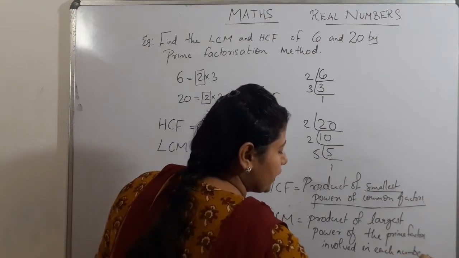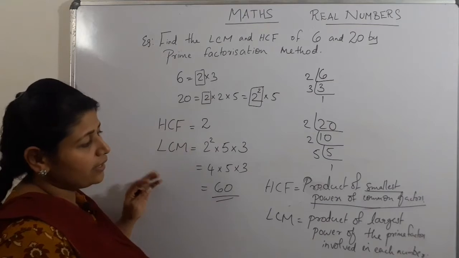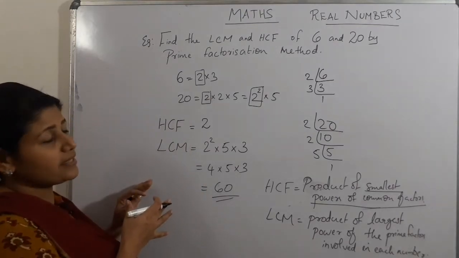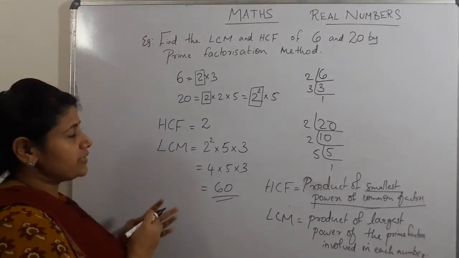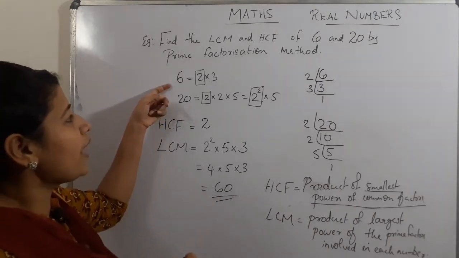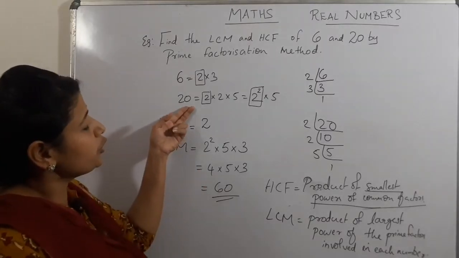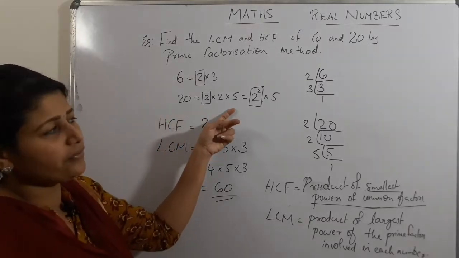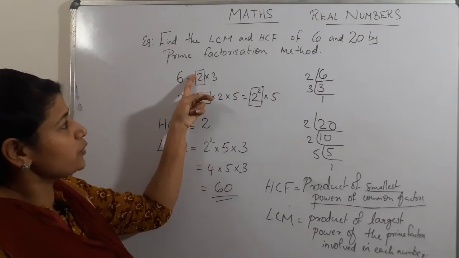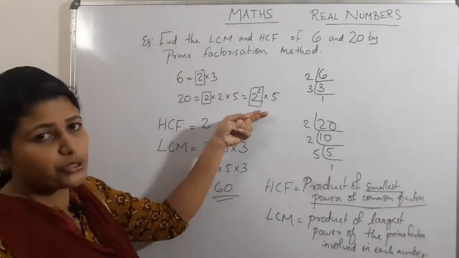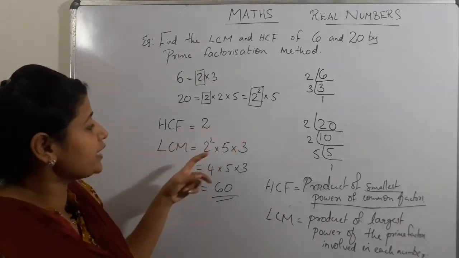Got it? We have to find out the largest prime factors or the power of the largest prime factors. In this 6, we have only 2 and 3. In 20, you have 2 twos and 1 five. That means the highest power. Here also 2 is there, here also 2 is there. In both the cases, which is the larger one, 2 raised to 2. So we are taking 2 raised to 2.